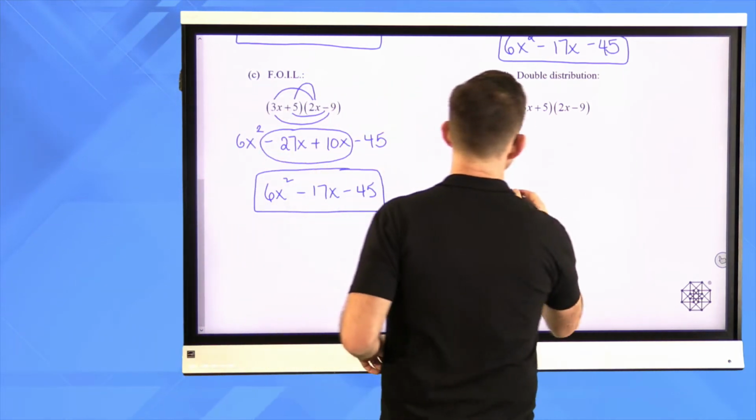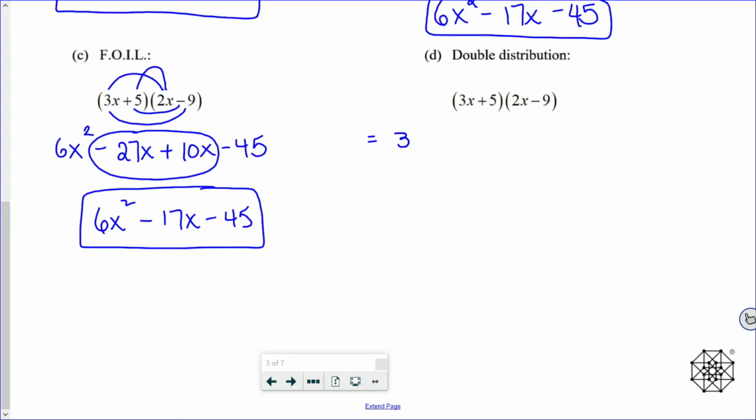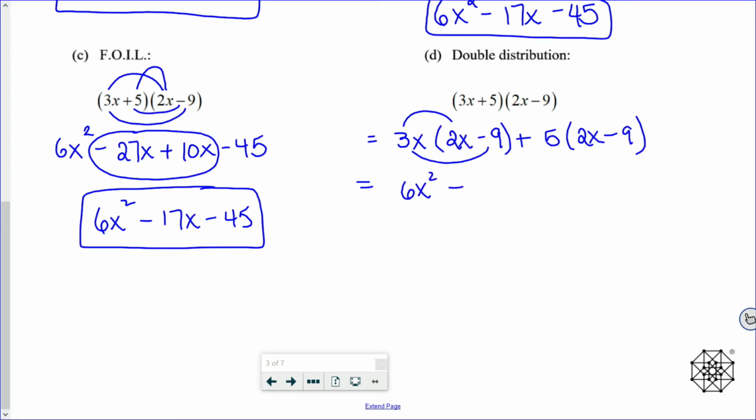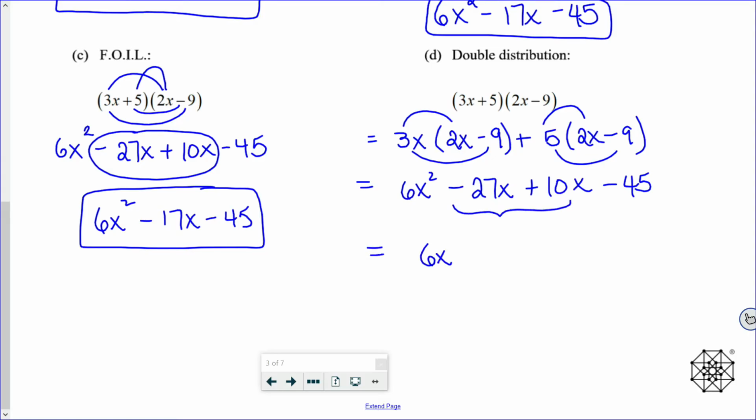Double distribution says, okay, I'm going to start this problem off by taking my 3x and multiplying by 2x minus 9. And then I'm going to take my 5 and multiply by 2x minus 9. All right, 3x times 2x is 6x squared. 3x times negative 9 is negative 27x. 5 times 2x is 10x. And 5 times negative 9 is negative 45. Again, combine these two terms, 6x squared minus 17x minus 45.